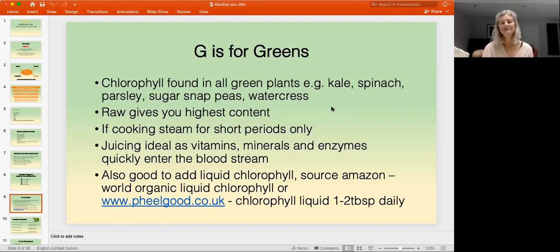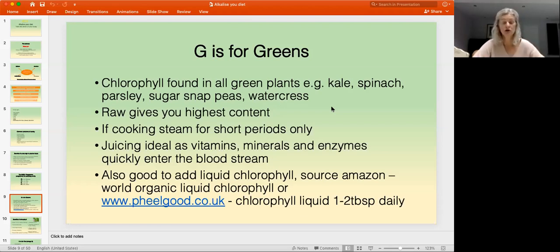And you'd have about 1 to 2 tablespoons a day. You'd have it in water, or you can have it neat. And that is basically a very concentrated shot of your greens, your chlorophyll. You're really topping yourself up for the day by having that.